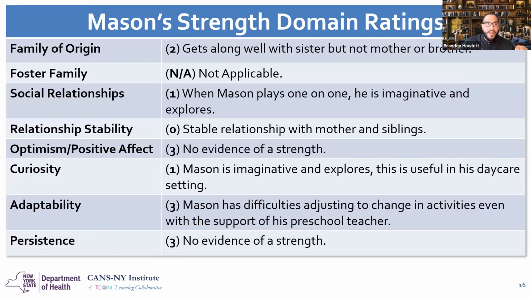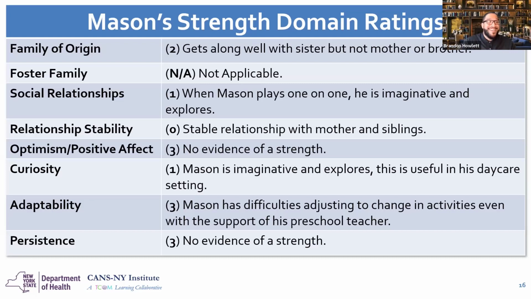This would probably be a 1 because, as you guys have indicated in the chat box, Mason plays one-on-one. He's imaginative, he explores, right? He uses his mind, and at least based on what we know about him, this would be a useful strength for us to use in planning for Mason.